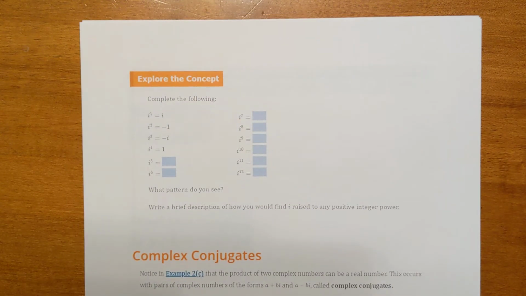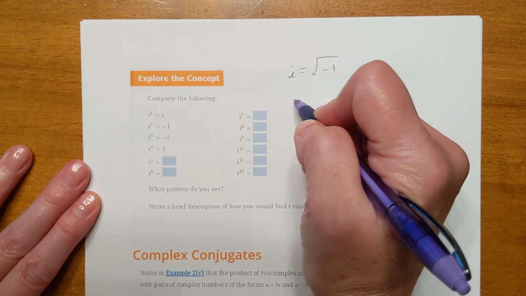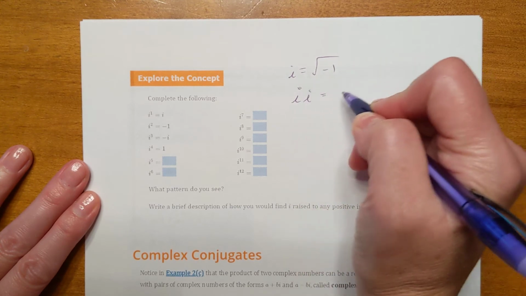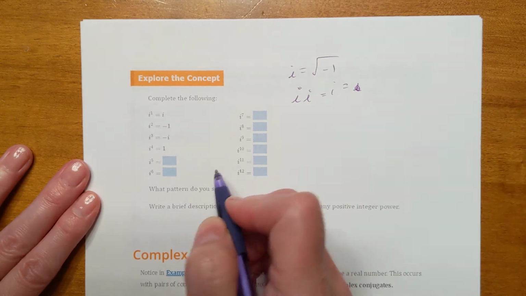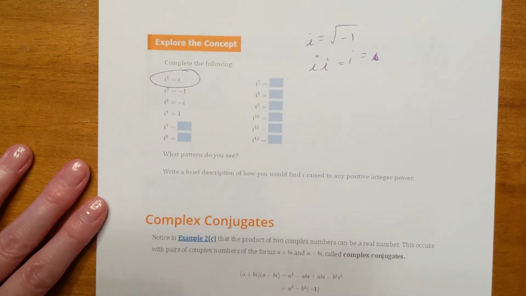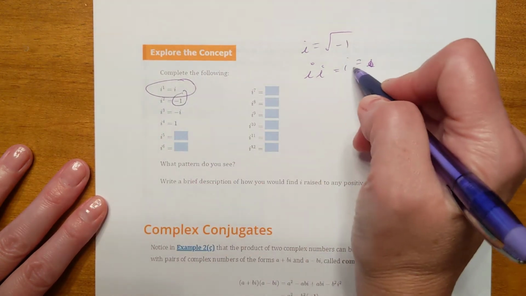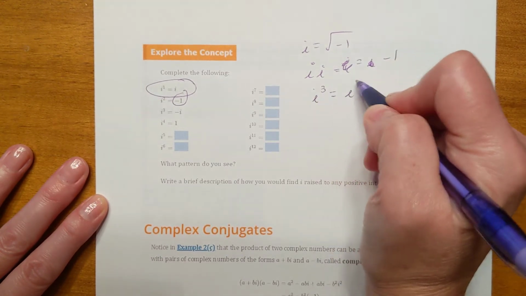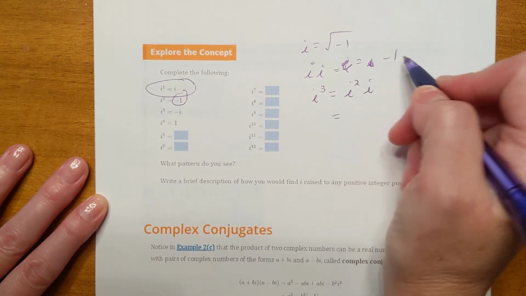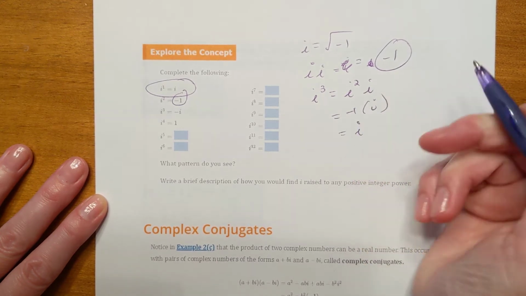So on the next page here, we've got the base: i is the square root of negative 1. The letter i to the first is just i, and then i squared is negative 1. And then if you have i to the third, that's 2 i's and 1 more. We know that i squared is negative 1, so it's negative 1 times i, or negative i.